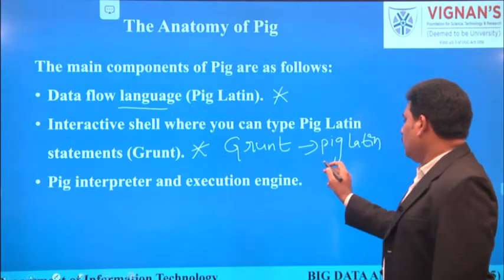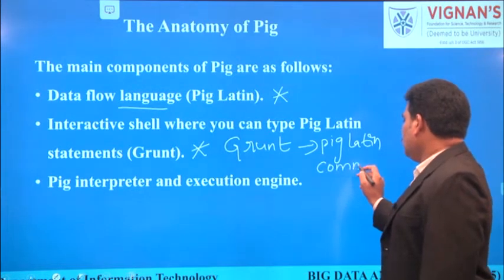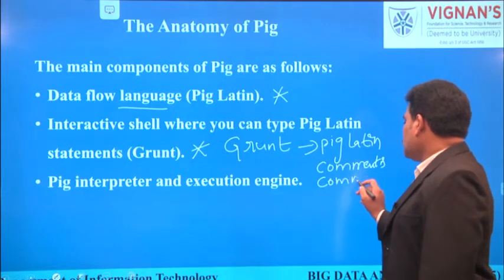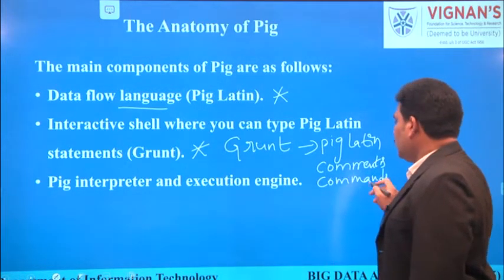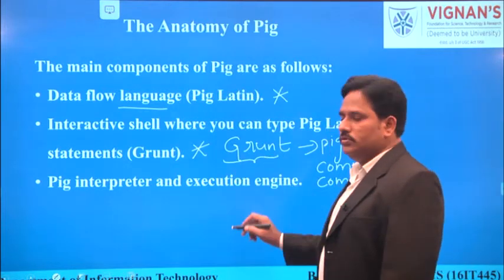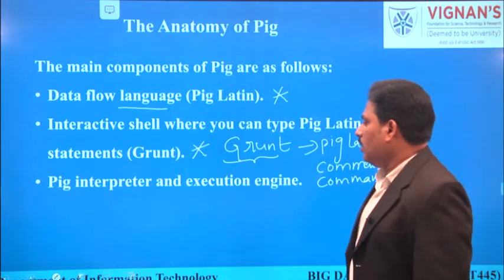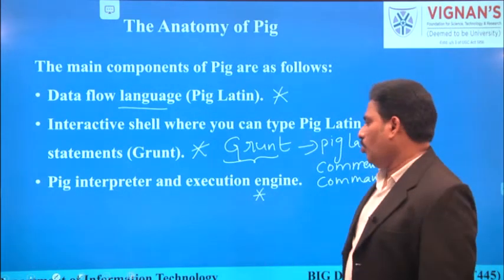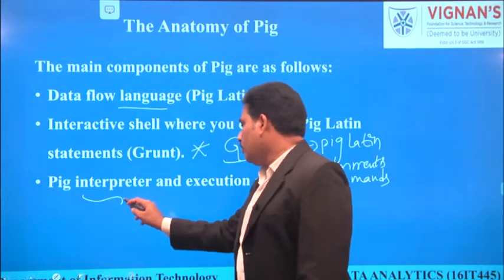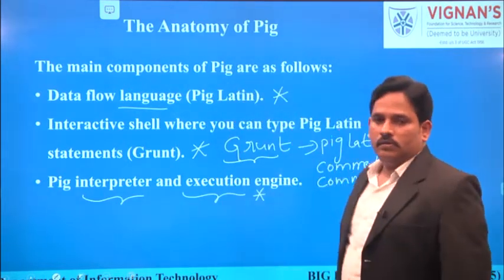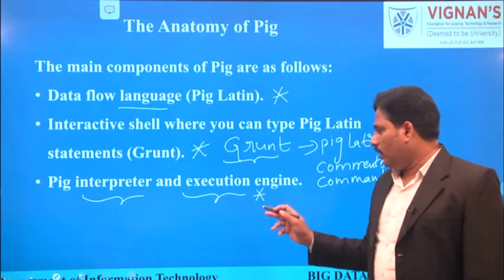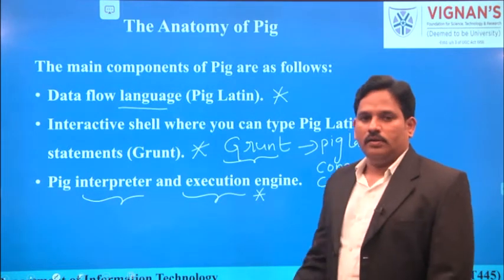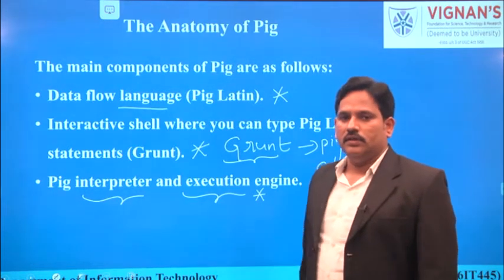So in order to write Pig Latin commands or statements, we take the help of this interactive shell, called the Grunt shell. Another module is the interpreter and execution module. To compile and execute the program, the Pig interpreter and execution engine is used to perform programming related activities like compilation and execution.